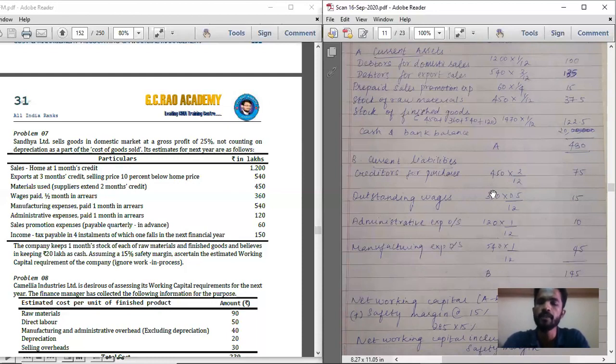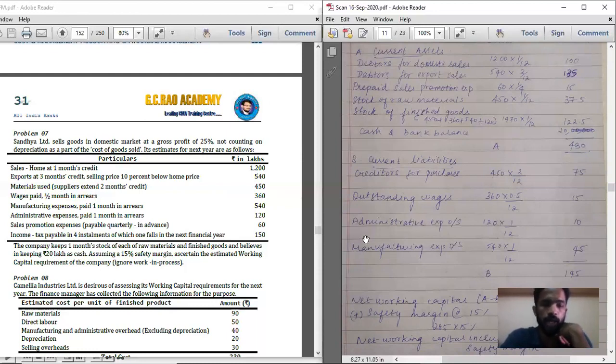Below that, outstanding wages. Wages paid half a month in arrears, that is 360 lakhs. Half a month means 0.5 divided by 12. So outstanding wages in respect of calculation column put 360 into 0.5 by 12. In respect of amount column put 15 lakhs.